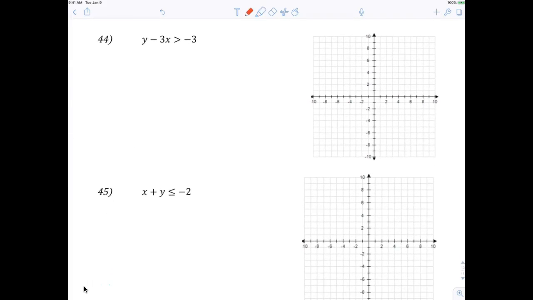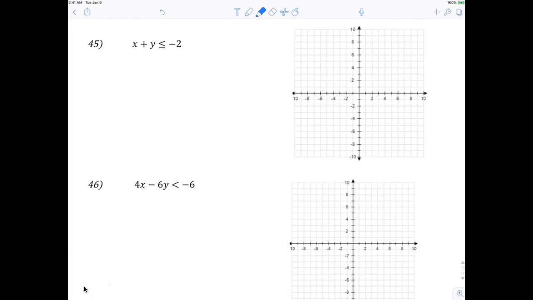44. Moving the negative 3x. So I have y is greater than 3x minus 3. So I go down 3, plot a point. From there I go what? Up 3 over 1. What kind of line this time? Dotted line. And now I'm shading where? Shading above. Any issues? All right, here we go.